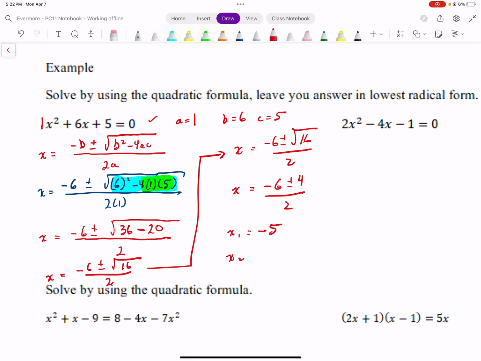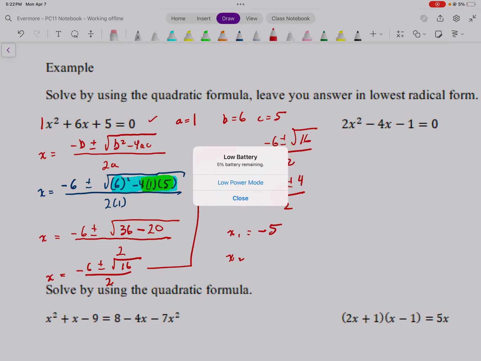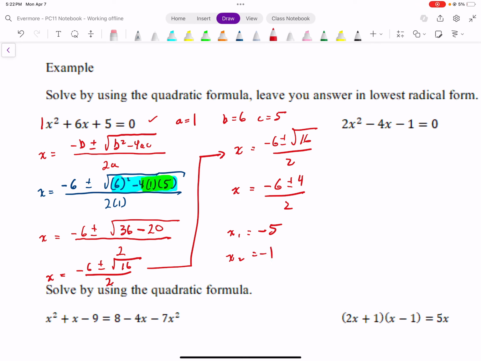The second solution is negative 6 plus 4 divided by 2. So negative 6 plus 4 is negative 2 divided by 2. And that is going to be negative 1. So my solutions are negative 5 and negative 1.